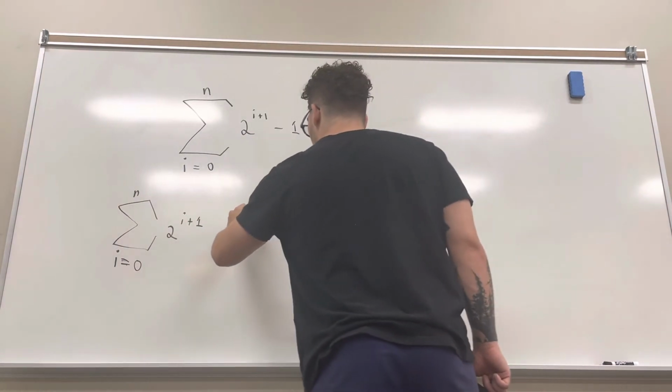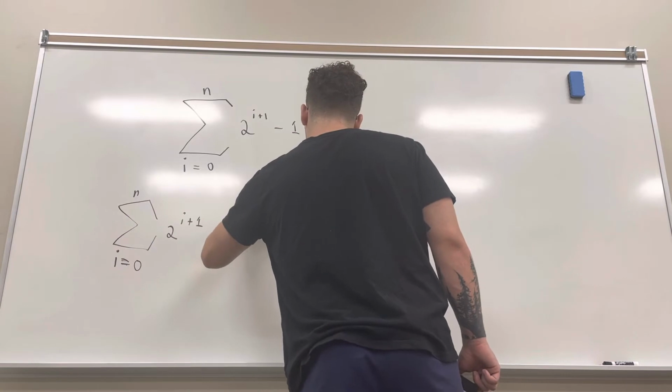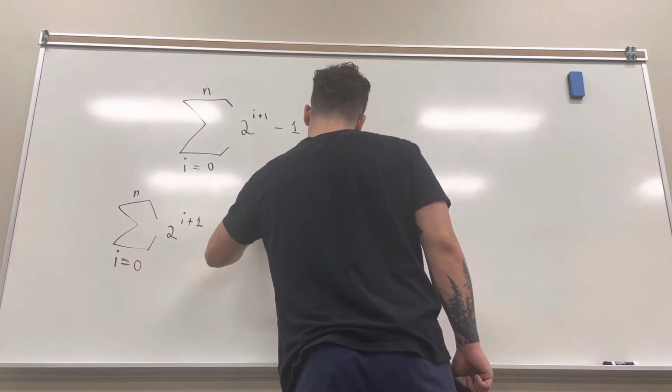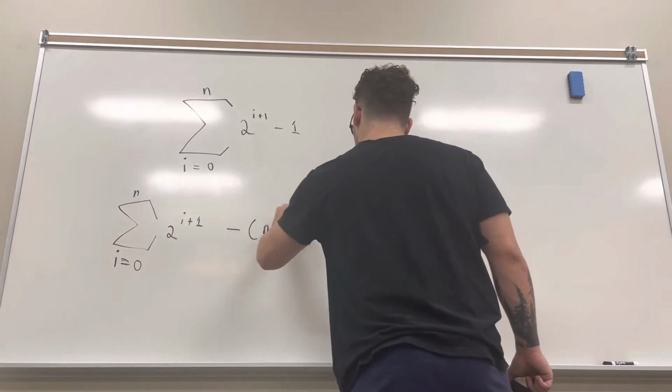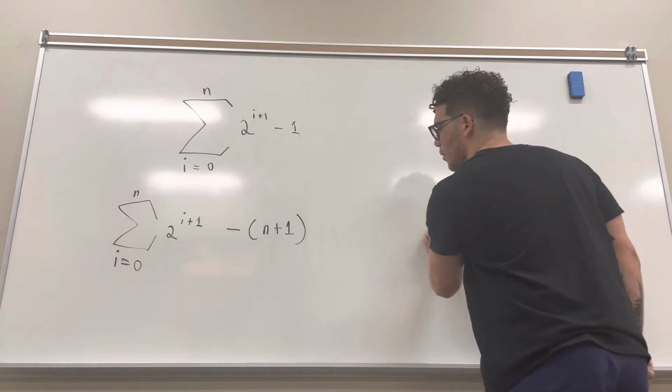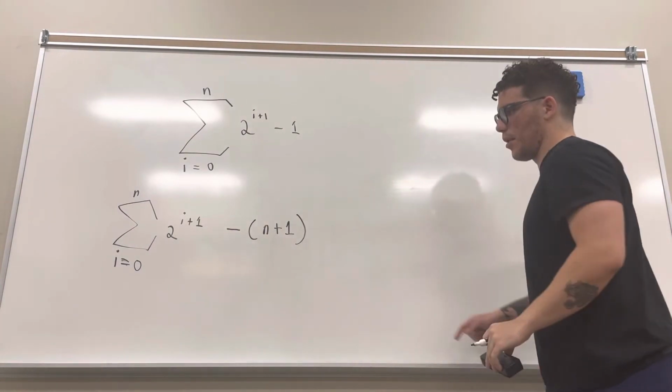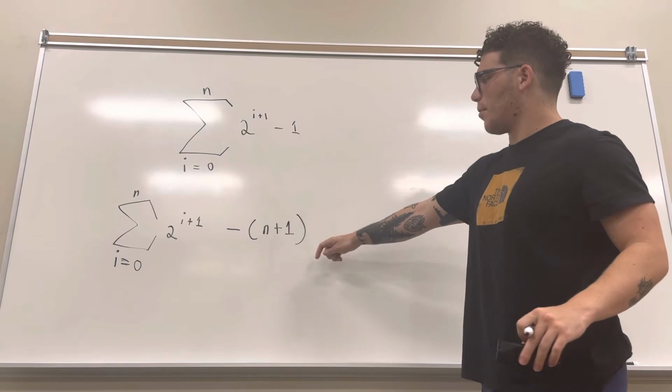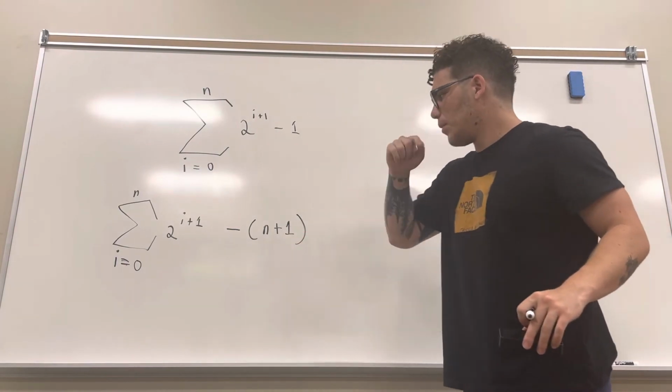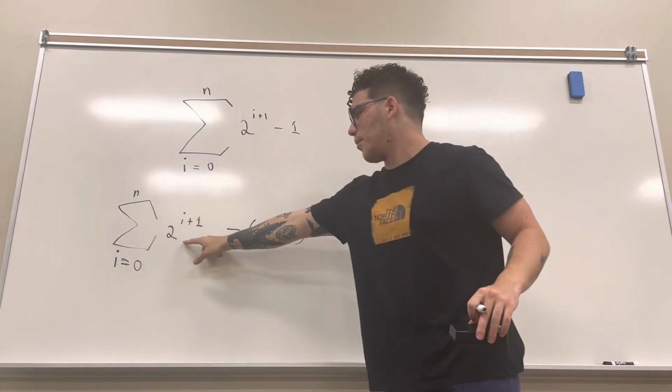We have minus, it's pretty much just n plus 1. So we're getting somewhere. Our closed form is starting to come together. This is going to be part of our answer. And now let's do this geometric sum over here.